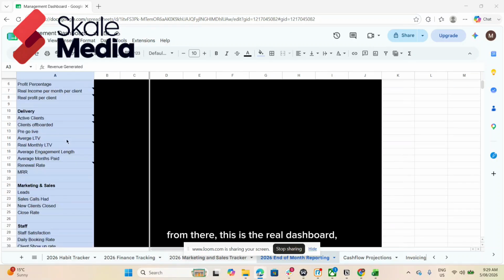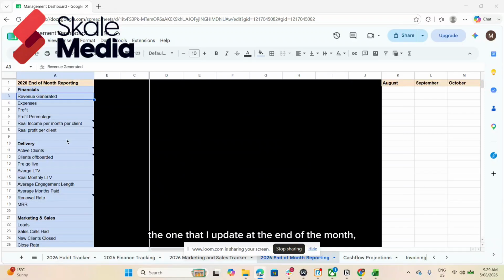From there, this is the real dashboard, the one that I update at the end of the month. And I personally like to do this one by myself because it enables me to drill into each and every area and make sure that we're hitting the metrics that we need to. And then that means that I can take that away and develop strategies for the coming month if we haven't achieved something in that certain area.